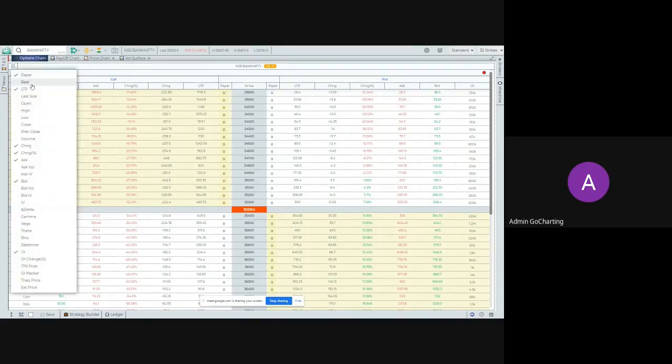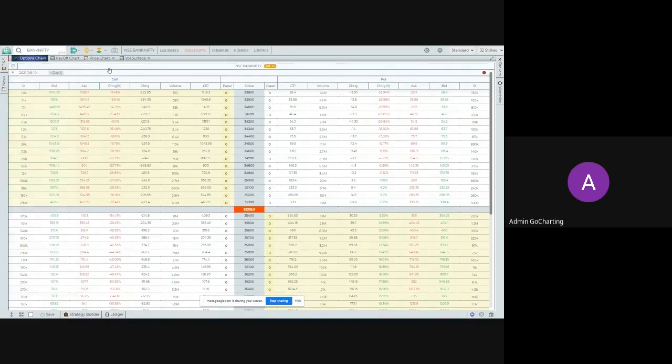Then I'm not going to walk you through each of the fields, but some of these are important, so I'll walk you through them. You have LTP, which is the last traded price. You have the open, high, low, close, previous close, and volume, which we all understand. Let me get the volume in. Okay, so I have the volume added here, and there is an option here.